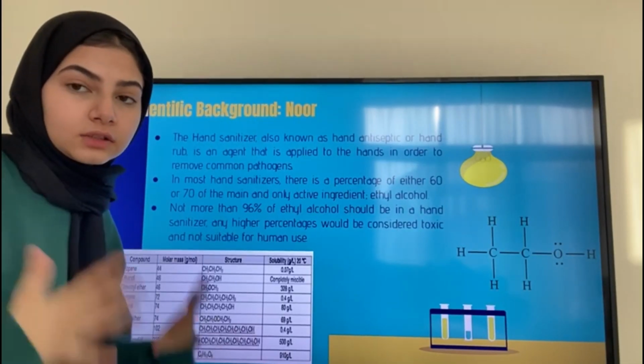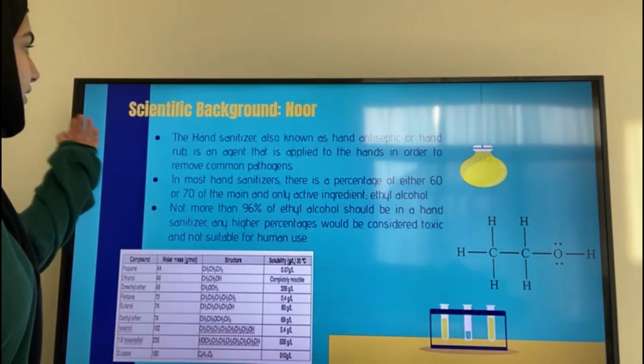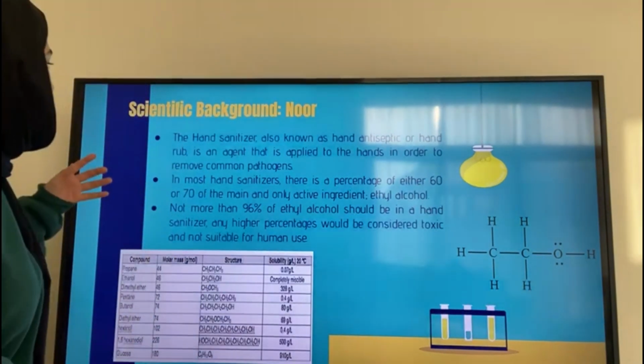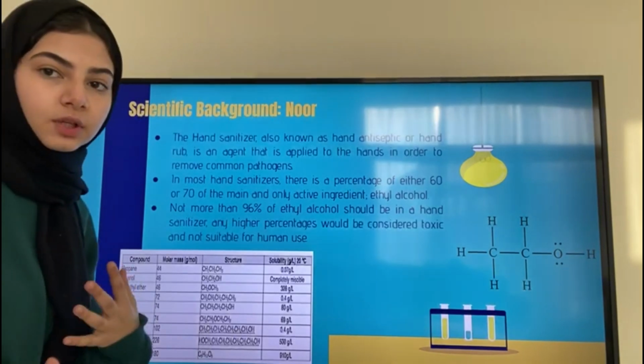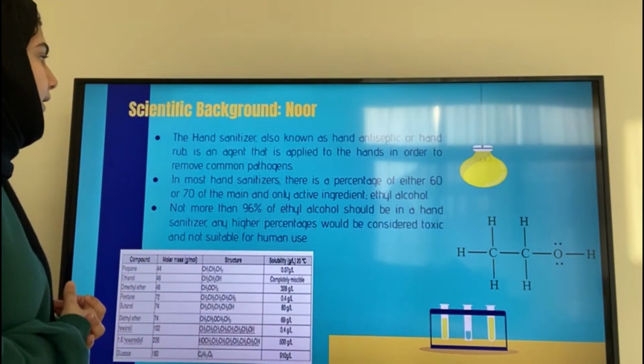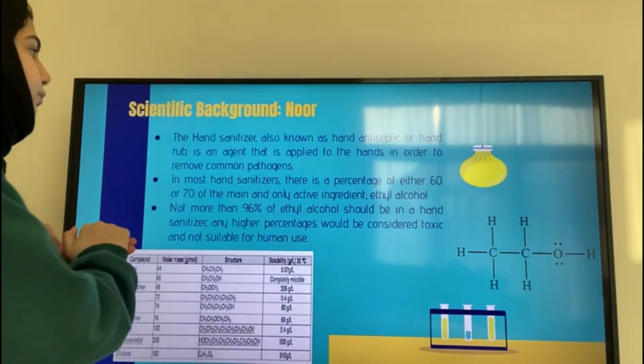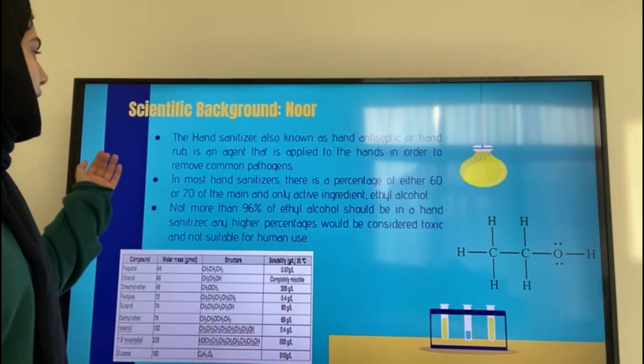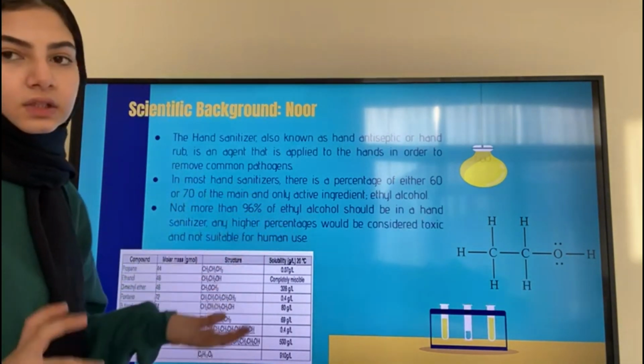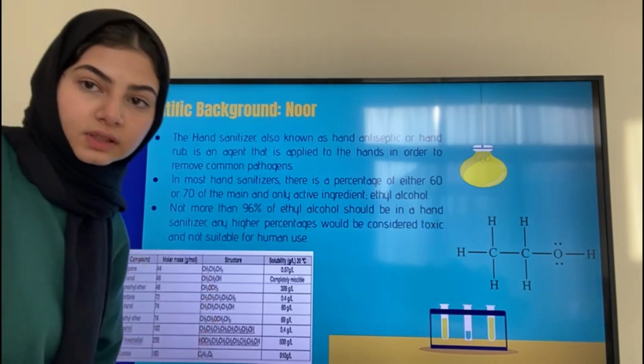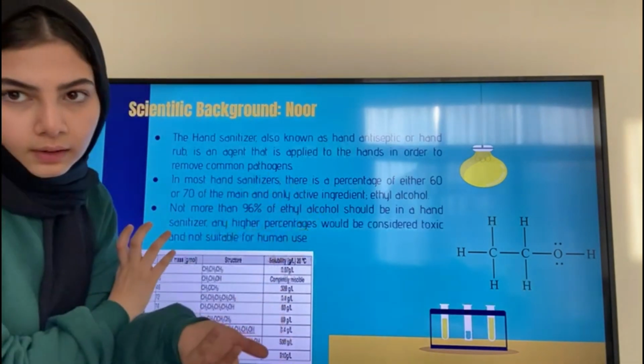Moving along, this is Nuth and I'm going to be discussing the scientific background of our project. The hand sanitizer, also known as the hand antiseptic or hand rub, is an agent that is applied to the hands in order to remove common pathogens. In most hand sanitizers, there's a percentage of either 60 or 70 of the main and only active ingredient, which is ethyl alcohol or ethanol alcohol.